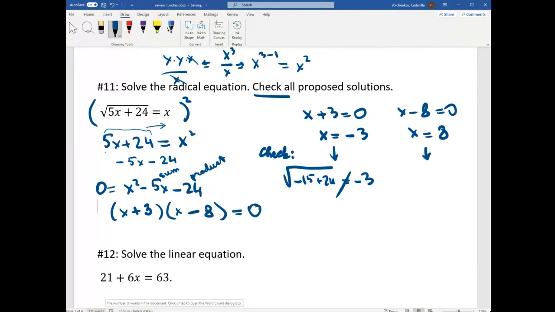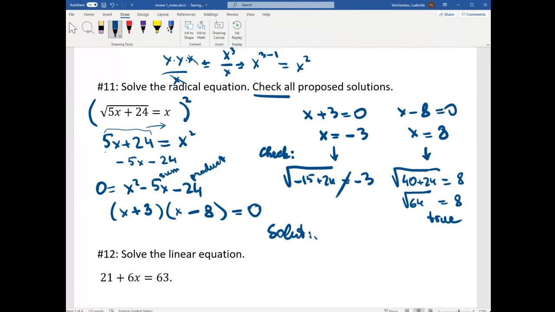Let us check the second one. Square root of 5 times 8, 40, plus 24 equals 8. 40 plus 24, 64 equals 8. Square root of 64 is 8, so this is true. Okay, the solution set for this equation consists of one number, which is 8.